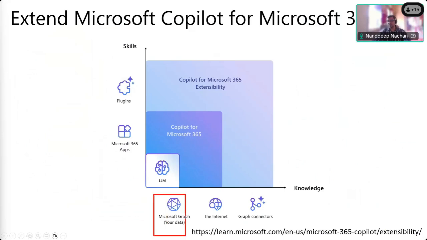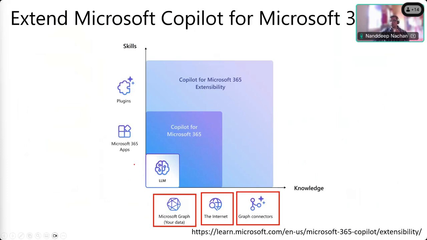All of this knowledge in Microsoft 365 lies with Microsoft Graph. Again, we can use internet capabilities on top of it, and there is something called a Graph connector. A Graph connector helps you bring external data into Microsoft 365, and you can index that using your search, and then use Microsoft Graph to get the responses.